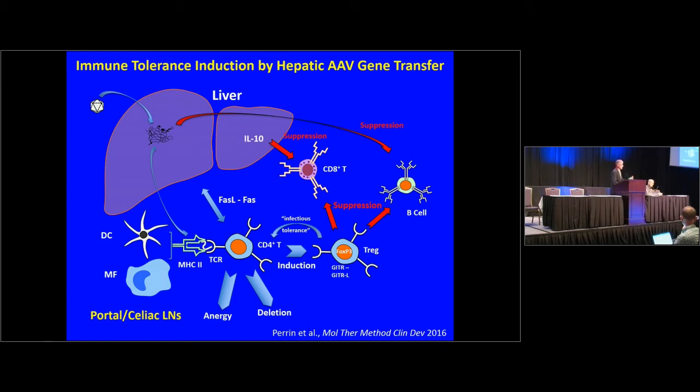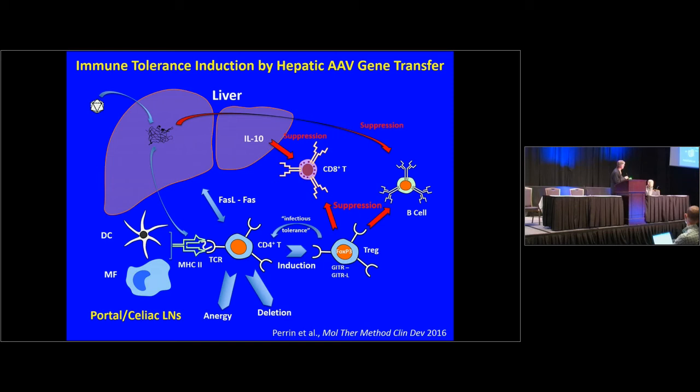And hepatic gene transfer can induce immune tolerance against your therapeutic gene product. That's been shown with AAV vectors and also with lentiviral vectors. We have done much work on the mechanism for how this works. We believe much of the antigen presentation takes place in the draining lymph nodes of the liver, but also in the liver itself. You get induction of regulatory T cells that are the CD4, CD25, FOXP3 type. These are critical for both inducing and maintaining tolerance. And they distribute systemically so that they can suppress responses in extrahepatic sites.